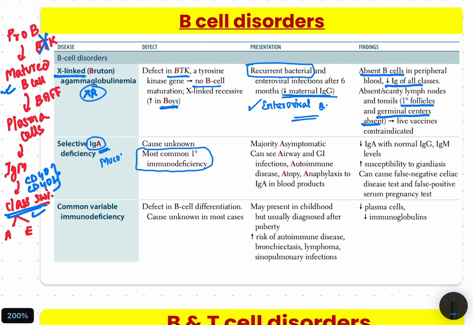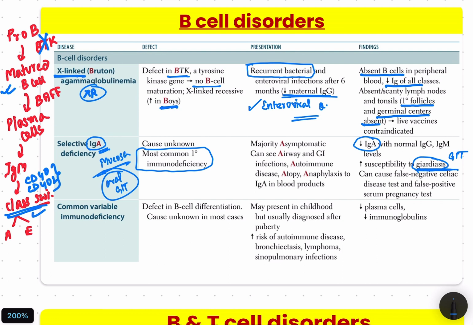So it is present in the mucosa. Now this is not present, IgA is deficient there, so the mucosa, like the oral mucosa and the GIT mucosa, will lose their immune functions. Because of decreased IgA, there will be increased susceptibility to giardiasis. You can remember GIT mucosa, giardiasis infections will be increased.